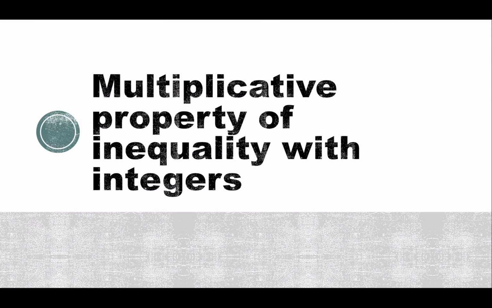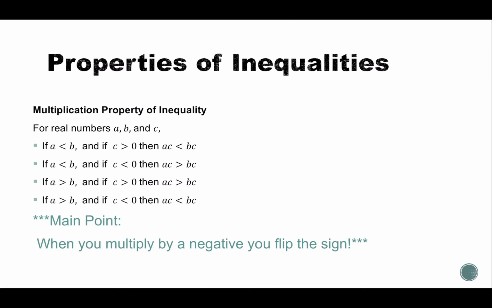This video covers the ALEKS topic, the multiplicative property of inequality with integers. So the multiplicative property says this: if I have A is less than B, and I multiply it by a number that's greater than 0, so positive, then A times C is less than B times C. Let's see how this works.